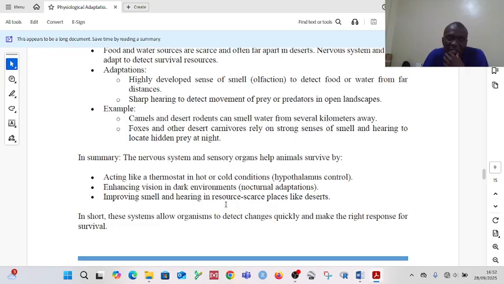Another physiological adaptation is an improved smell and hearing ability, so that with that, the organism is able to detect resources even in such an area where the resources are terribly scarce. So in short, therefore, these systems allow organisms to detect changes quickly. Then once they've detected changes, they can make the right response for the survival of those organisms. Okay?